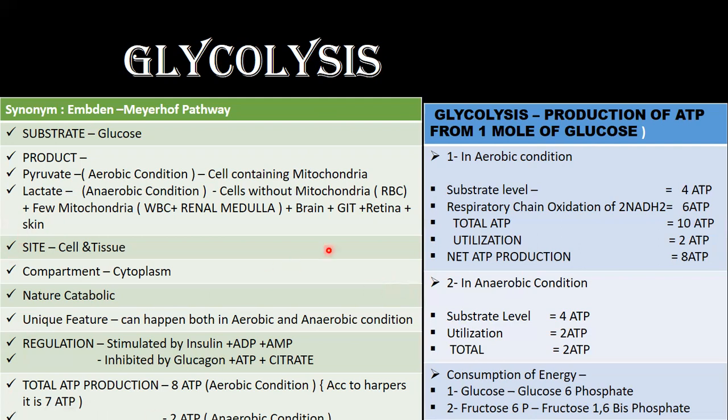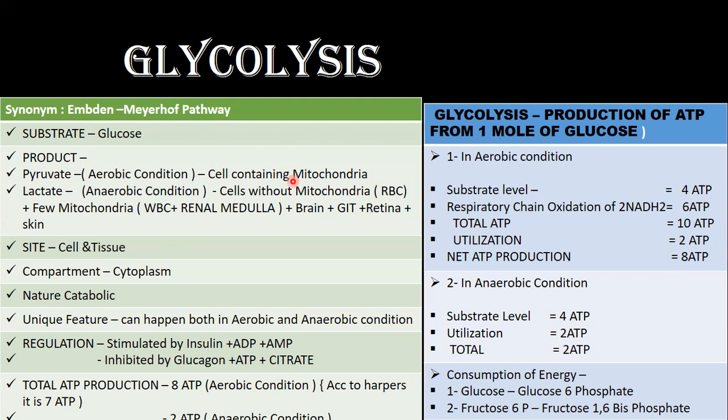When we differentiate between aerobic and anaerobic: in aerobic condition there is the breakdown of glucose in the presence of oxygen, and in anaerobic there is absence of oxygen. So the end product is pyruvate in aerobic, and the end product of anaerobic is lactate. Another difference is that the ATP production in aerobic is 8 and in anaerobic it is 2. The site is cells containing mitochondria versus those without. These are the complete differences you need to know while attempting the question.